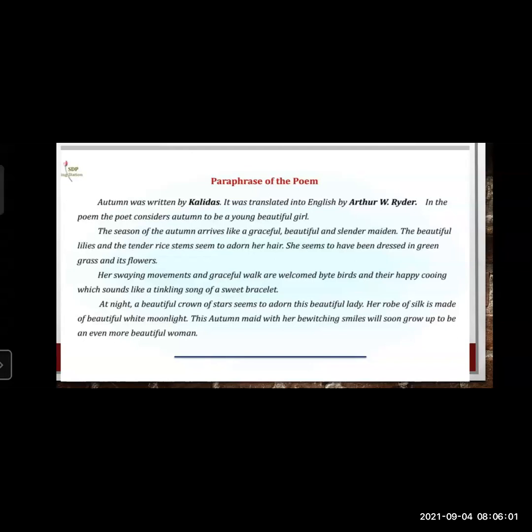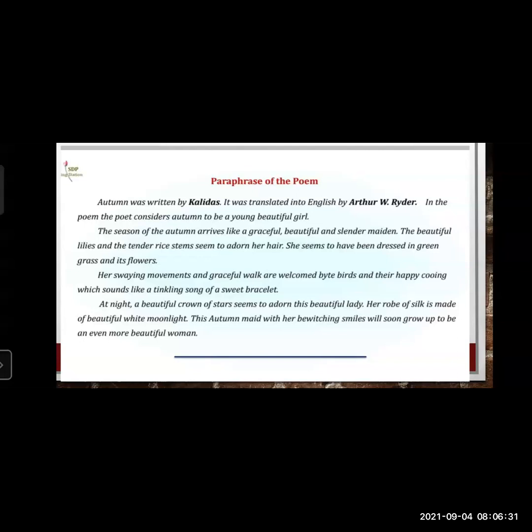Now, while the girl, the autumn, wears the crown at night time, she looks very beautiful, way more beautiful than in the daytime. And what is the beauty of the night time? Just see here. Her swaying movements and graceful walk are welcomed by the birds and their happy cooing, which sounds like a tinkling song.